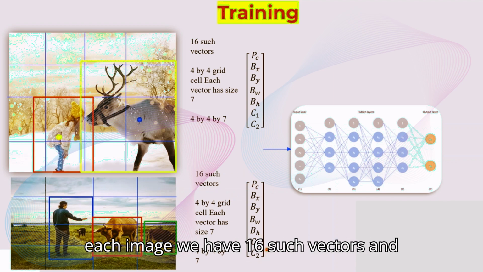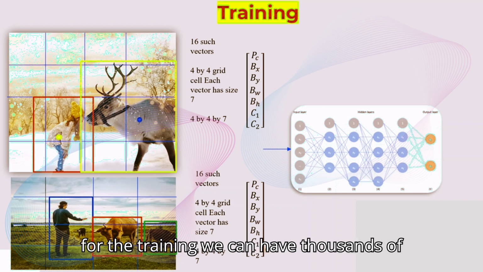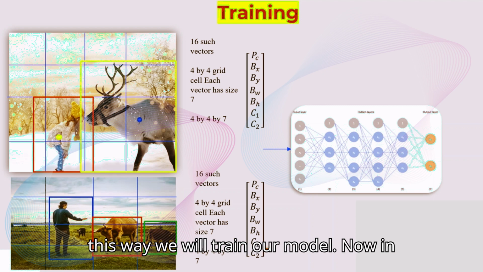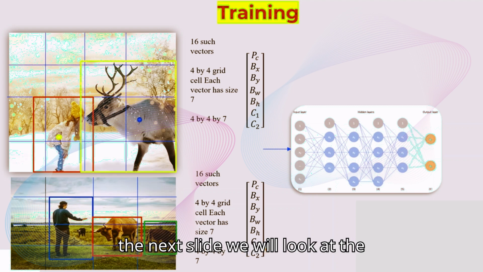So for each image we have 16 such vectors, and for training we can have thousands of images as well. In this way, we will train our model. Now in the next slide, we will look at the prediction part.